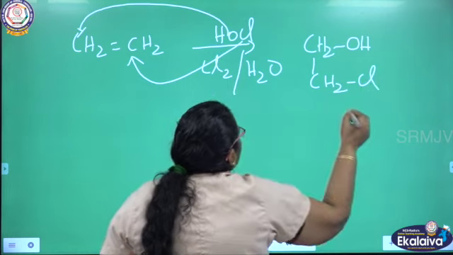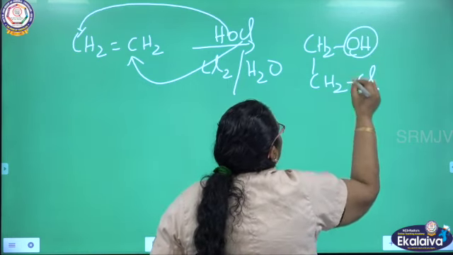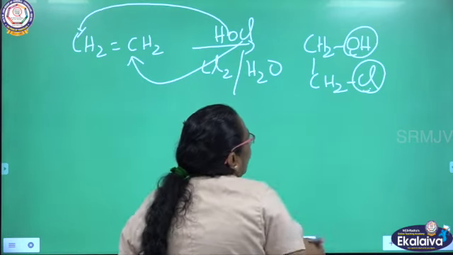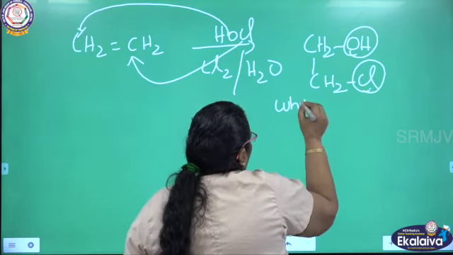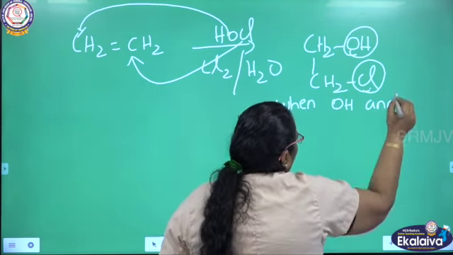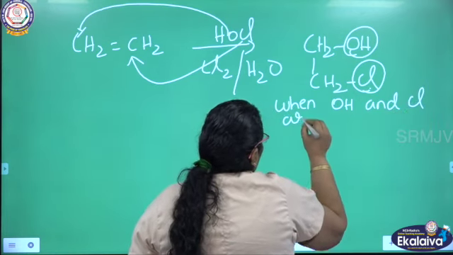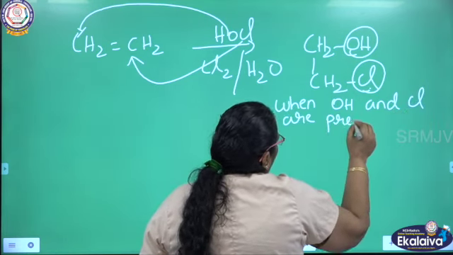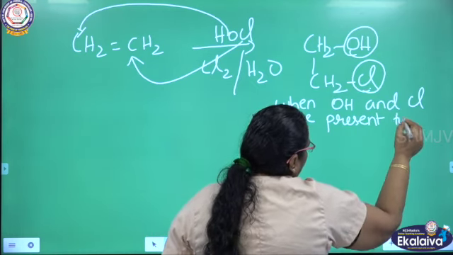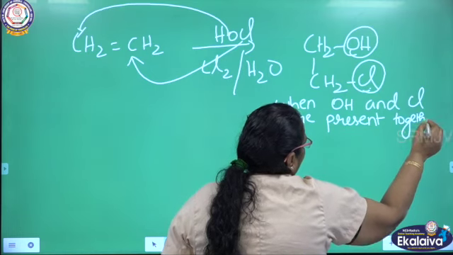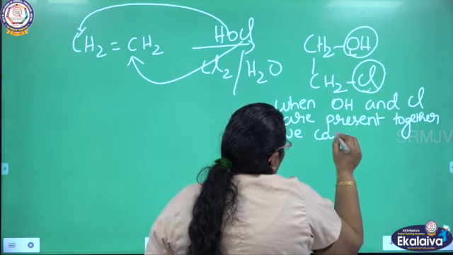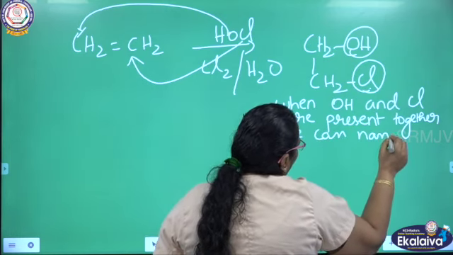CH2Cl. See here, there are 2 different groups attached. What are the 2 different groups? On one side there is an OH group, on the other side chlorine. When OH and chlorine atoms are present together in a compound, how do we call that compound? We can name it as chlorohydrin, halohydrin.